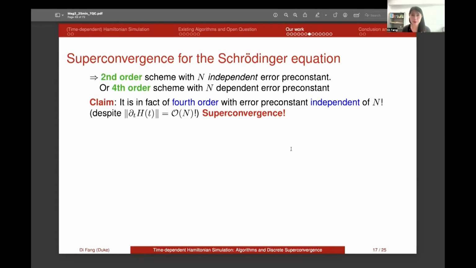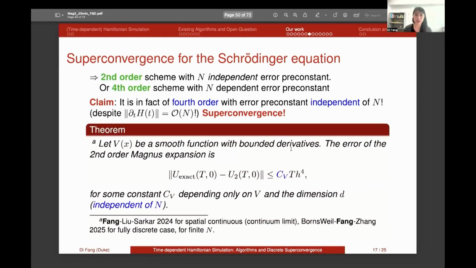However, that's not what I'm going to claim here. What I'm going to claim, the so-called superconvergence result, is much stronger. I'm going to say that for this particular application, instead of second order, we actually have fourth order. On top of that, very importantly, we can still show the error pre-constant is independent of N, despite the Hamiltonian itself oscillating at the scale of N. This is a very surprising result, superconvergence, which means that the algorithm's convergence dramatically outperforms what is expected in general for a particular application. So this is our result.